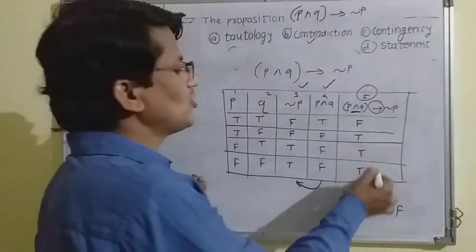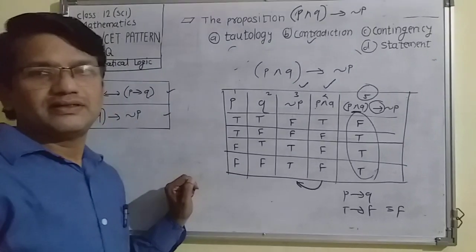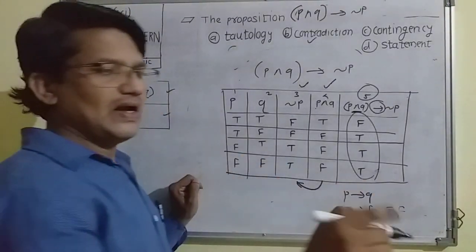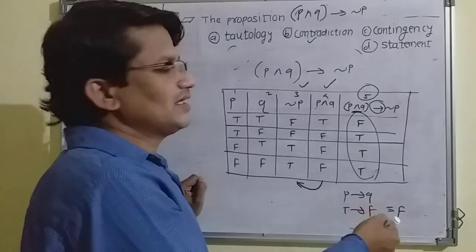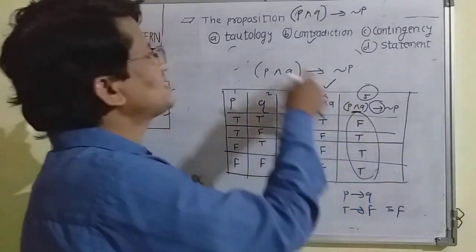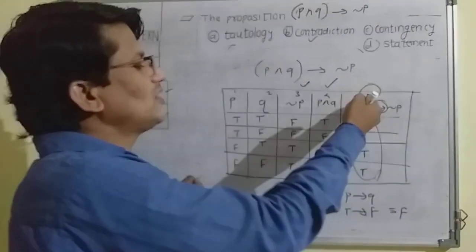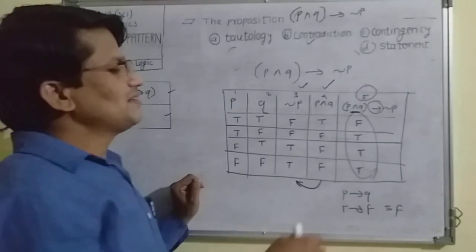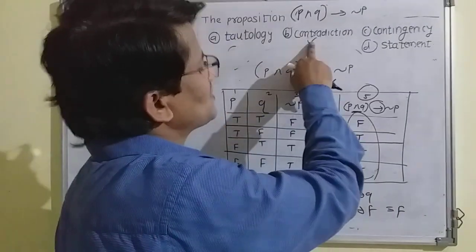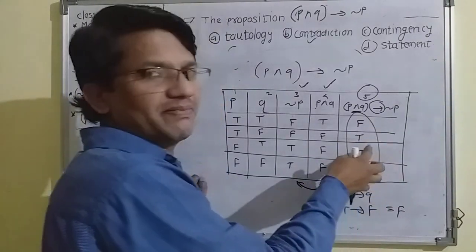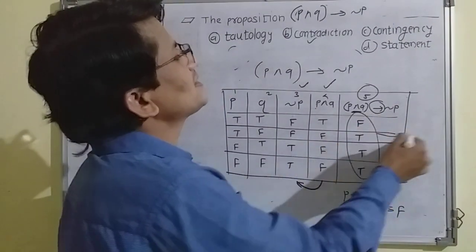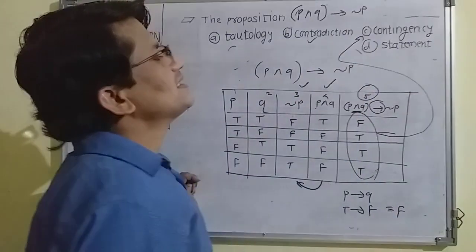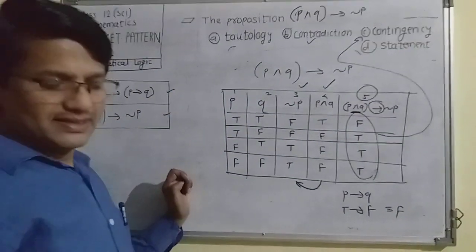From the last column, observe that all the entries are not T, which means it is not a tautology. Here not all are F, so option B is also not correct. Option A is not, option B is not, but there is a combination of T and F, so the answer is contingency.